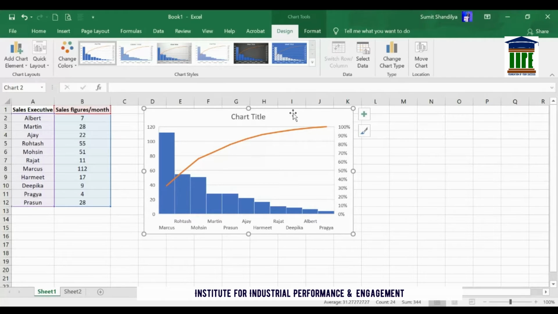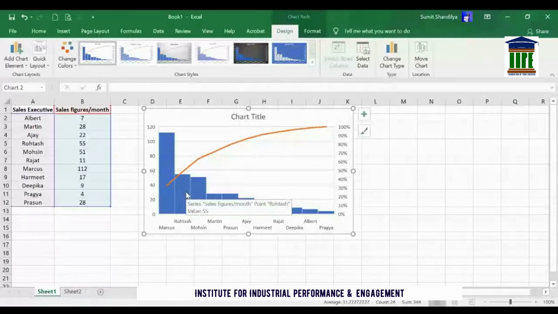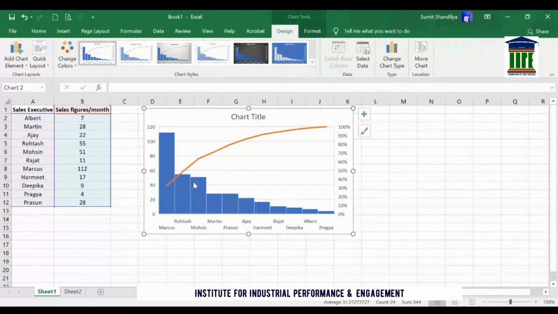So yes, I can see that Marcus is one of those employees who has achieved the highest sales of 112 in the entire month, and he is way ahead in comparison to his colleagues. On the other hand, we have the second person as Rohtash, who is the second highest in terms of the sales achieved. Similarly, following him are Mohsen and Martin and Prasun.